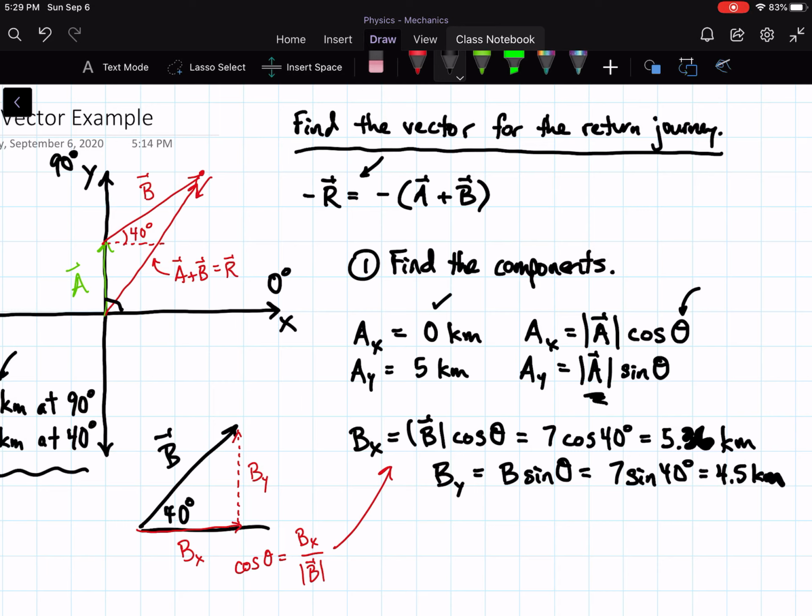Not exactly, but you can go out to a few decimal places, and that's about as precise as you need. Okay, so we've found all of the components, right? Find the components. Check. We've got all the ones for A. We've got all the ones for B. And now what?